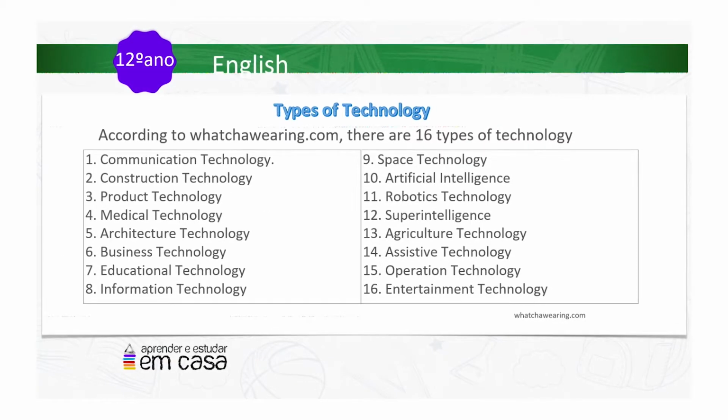And what are the types of technology? So watchwearing.com gives us 16 types of technology. So communication technology, construction technology, product technology, medical technology, and if you go on and on, you will see the 16 types of technology. Do you think we're going to focus on all those types of technology? What is your favorite type of technology? You thought about it before. Yes, I think I know what it is. So let's see if I'm right.